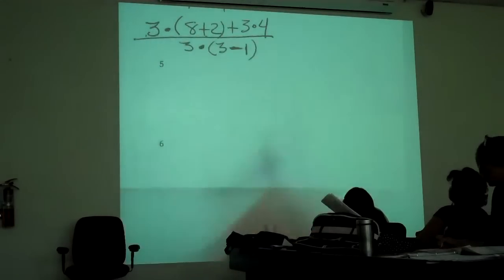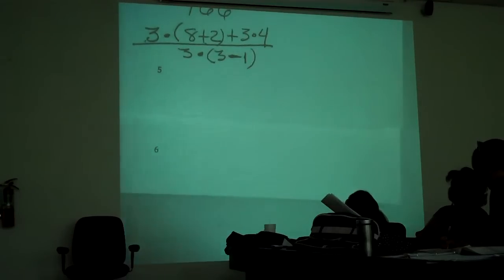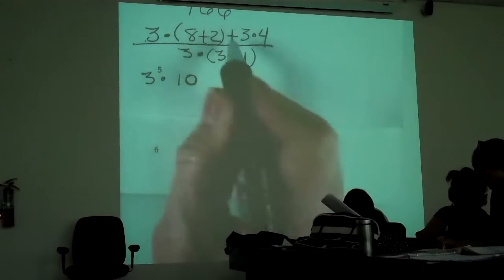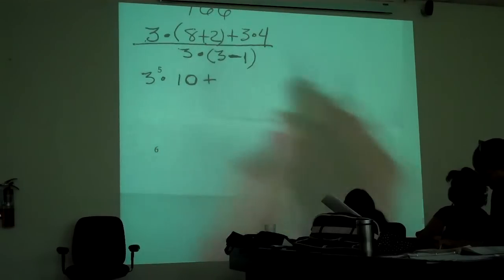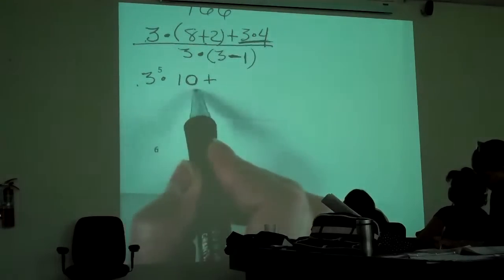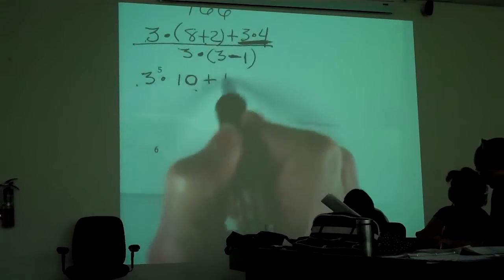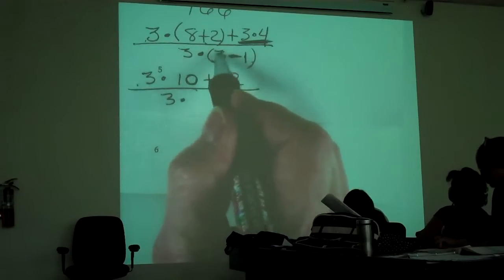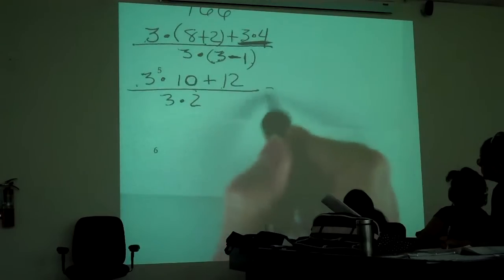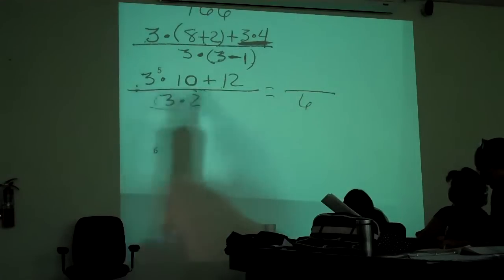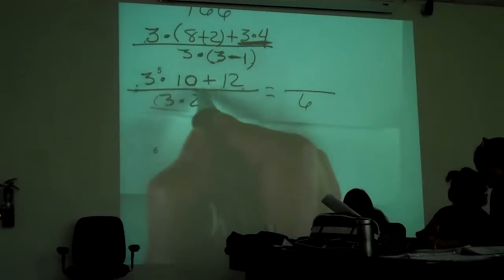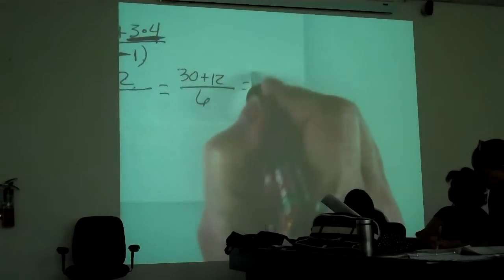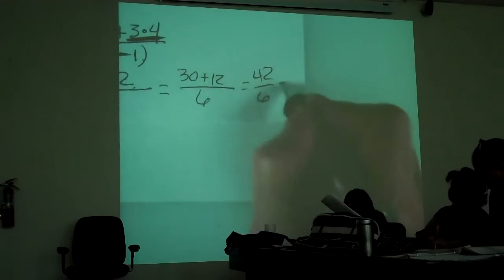Okay, 3 times 8 plus 2. We need to get rid of our parentheses, right? So we'll leave the 3 times 8 plus 2. 8 plus 2 is 10. Plus 3 times 4. We're going to go ahead and be multiplying before we add, right? So let's go ahead and multiply that now. 12. 3 minus 1? Oh, 2. Yeah, 2. Okay, so the bottom is 6. 3 times 10 plus 12? 30 plus 12 is 42. Divided by 6 is 7. Just 7.